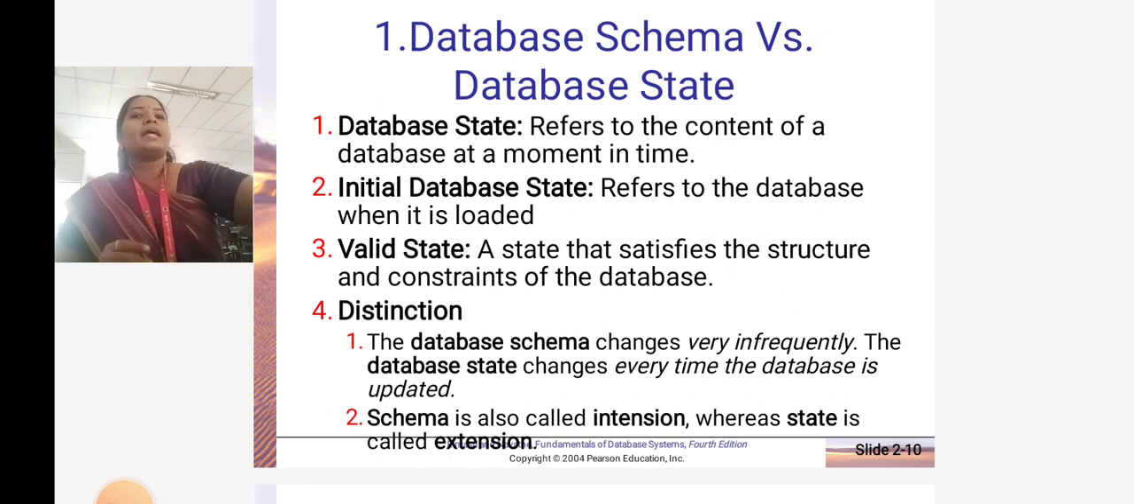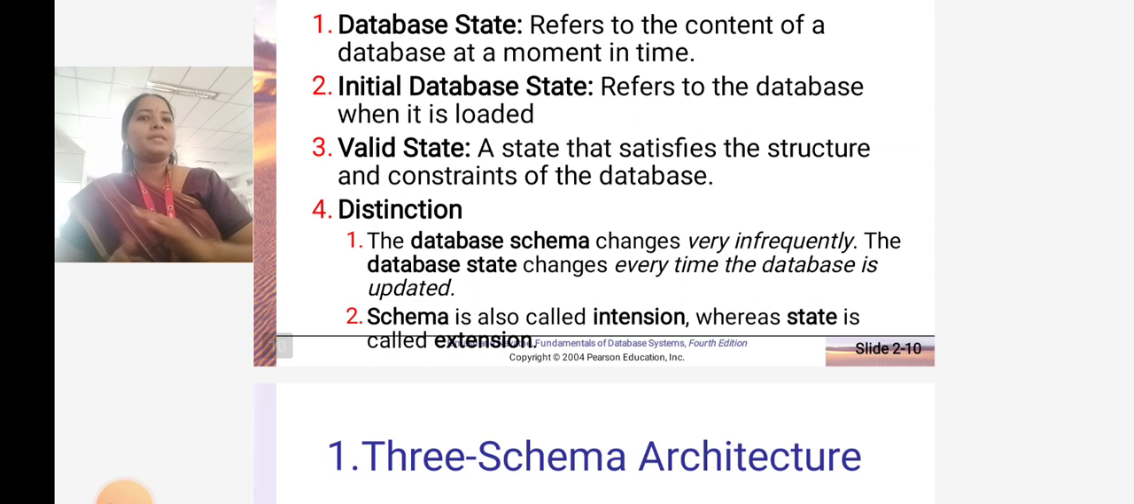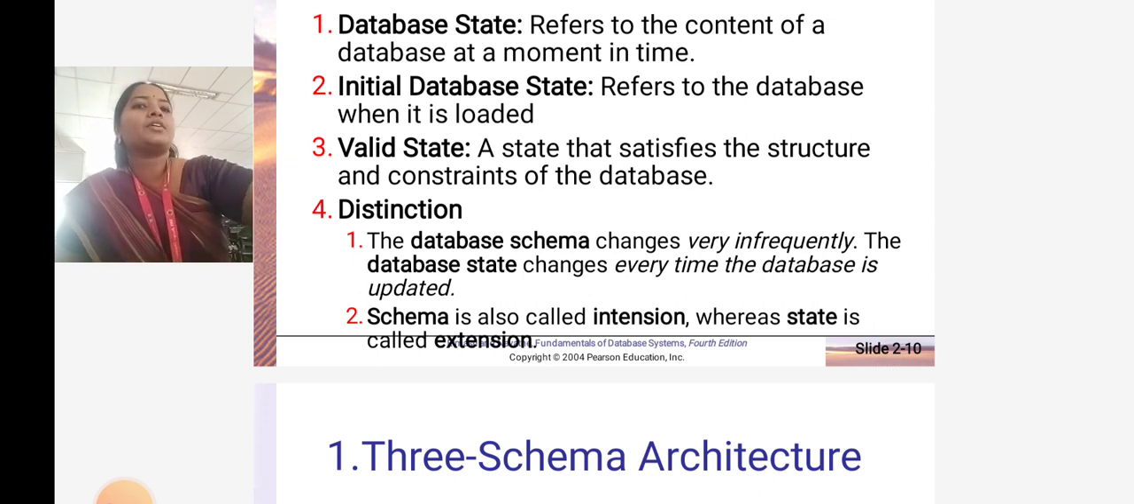What is meant by the distinction? The database schema changes very infrequently. There is no change in a particular data; it is neither updated nor manipulated. That data is called the database state. That is known as the database distinction state. Schema is also called intension, whereas the state is called extension. Schema is known as an intension, whereas the state is called an extension.